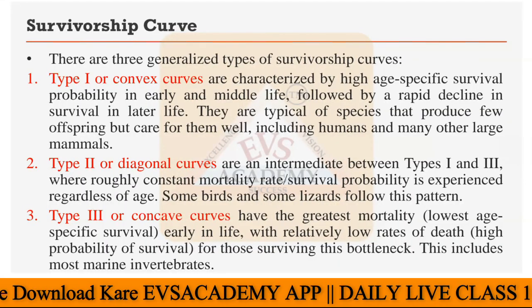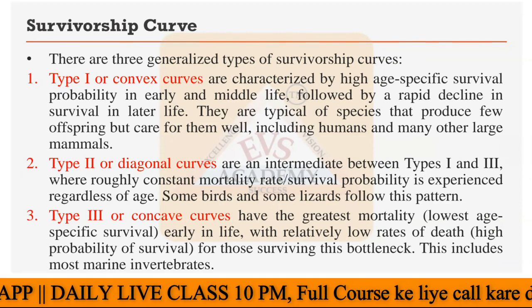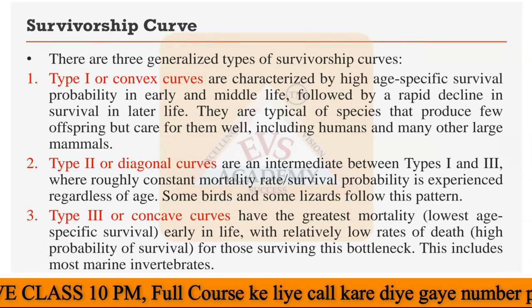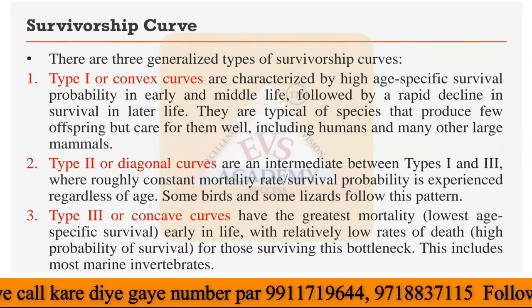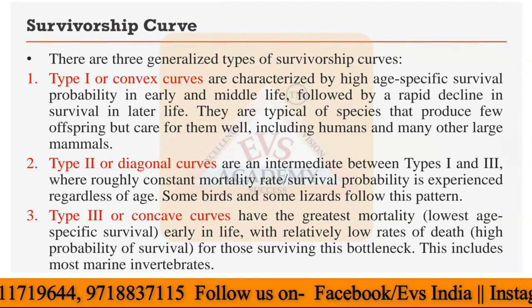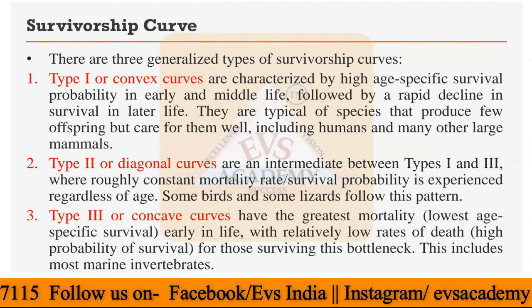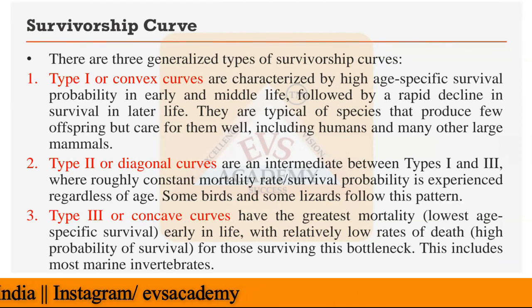Then we have the type 2 or diagonal curves. These are intermediate between type 1 and type 3, where a roughly constant mortality rate and survivorship probability is experienced regardless of age. Some birds and some lizards follow this particular type 2 or diagonal pattern because there is a continuous decrease in the population at a constant rate throughout the population.